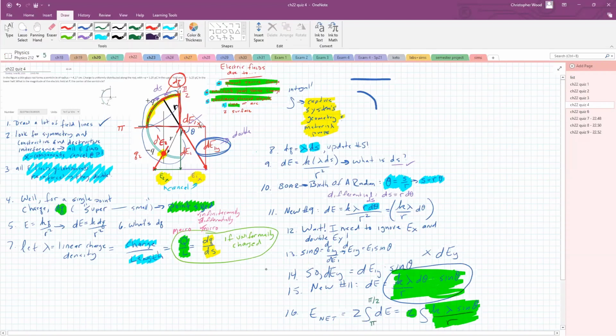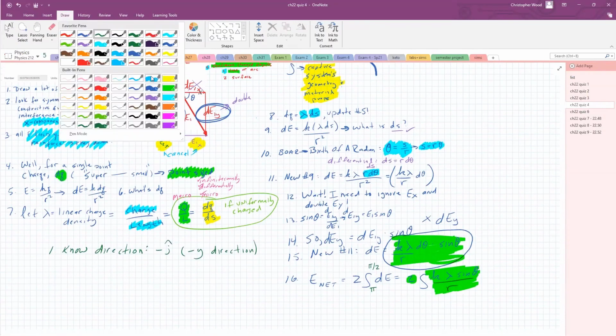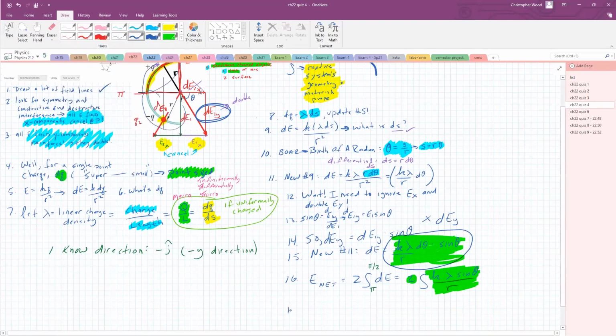Or you could reverse it, but I know one thing: whatever number comes out, I know the direction. It's minus j hat, minus y direction, because of all that conversation about how all the x components cancel, all the y components double, and all the y components are pointing downward. So I'm just going to take the magnitude of what I get from step 16 and know that it's in the minus y direction. So let's finish this. 17.